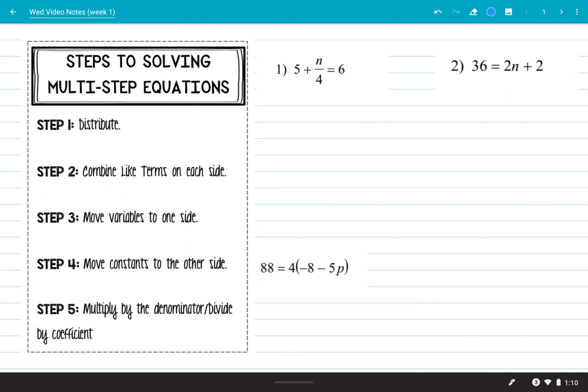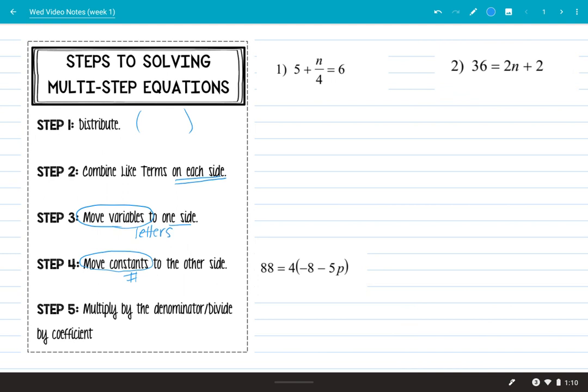So step 1, we always want to distribute. That means we want to get rid of the parentheses. Step 2, we combine like terms on each side. We're not going to move anything until step 3. So here we're going to move the variables to one side. Then we're going to move the constants. These are just numbers, no letters.